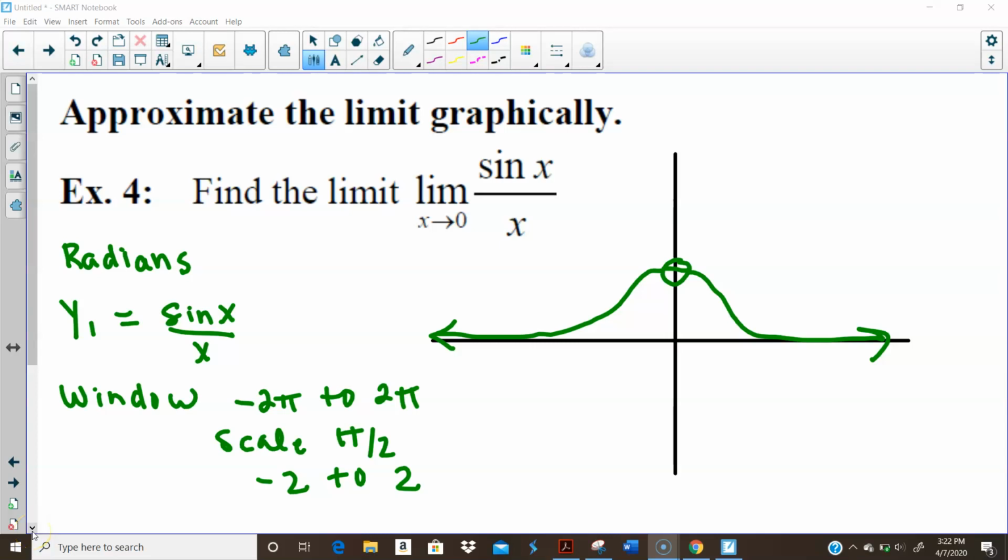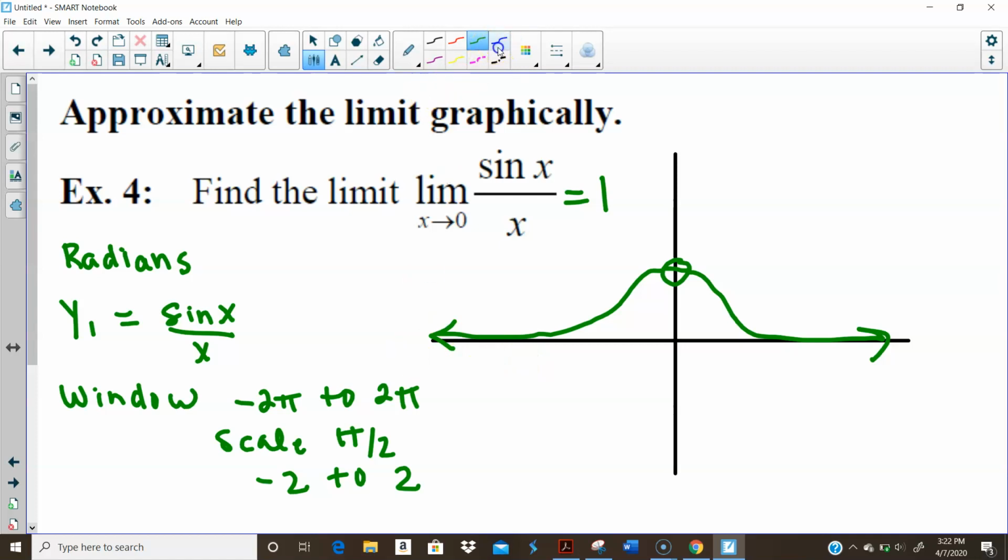This limit should look familiar because we've seen it before. The limit as x approaches 0 of sine x over x. So hopefully you learn to even just know this one, but graph it and see if you get 1. So the limit is equal to 1. This is what the graph looks like.